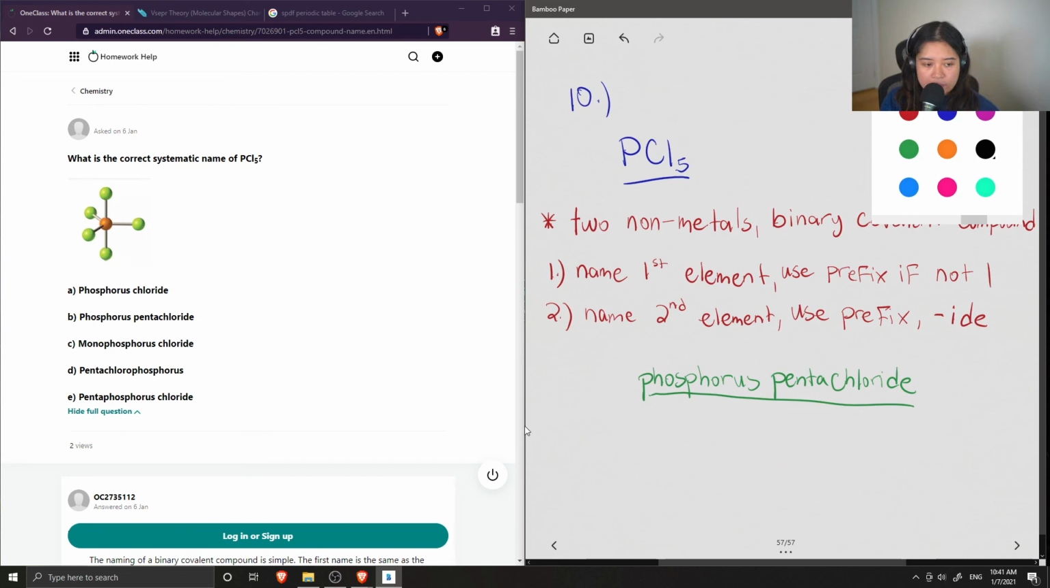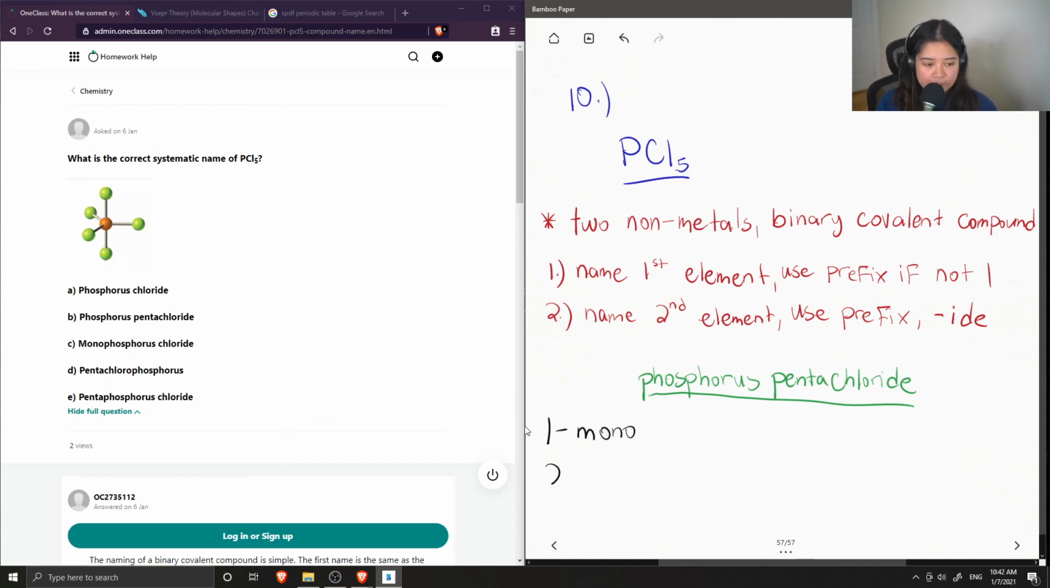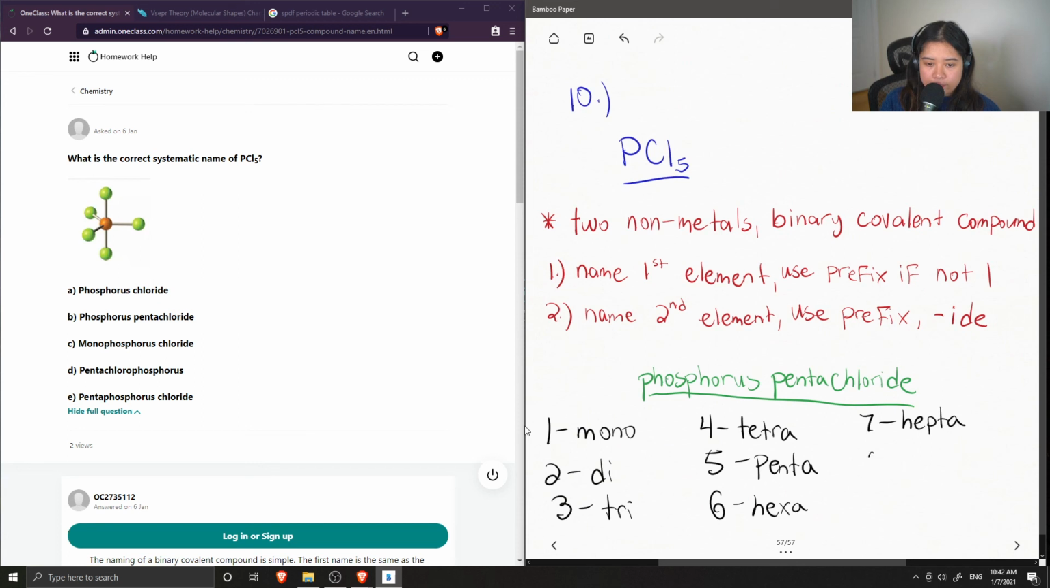Okay, so I'll also summarize all of the different prefixes. When we have one atom, we use the prefix mono. 2 is di. 3 is tri. 4 is tetra. 5, which was our example, is penta. 6 is hexa. 7 is hepta. 8 is octa. 9 is nona. And 10 is deca.